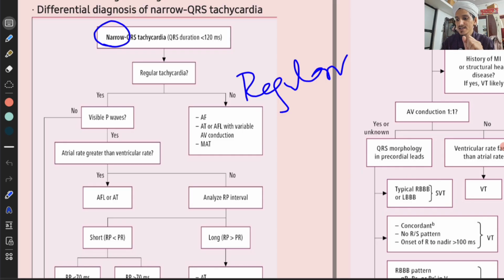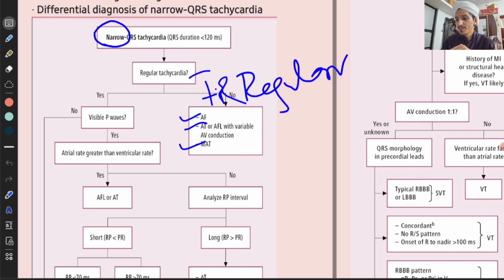Either it is atrial fibrillation, or atrial flutter with variable AV conduction, or it is multifocal atrial tachycardia. These you need to memorize, store in memory. So if it is irregular narrow complex tachycardia, it means only 3 possibilities. Either it is AF, AFL with variable conduction, or multifocal atrial tachycardia. How will we differentiate between these three?